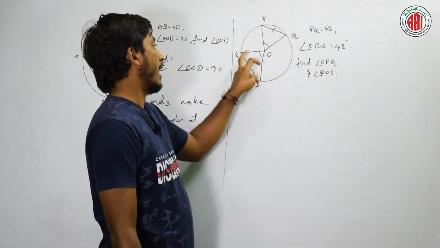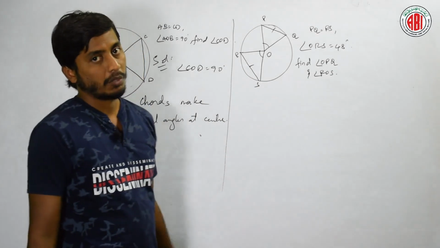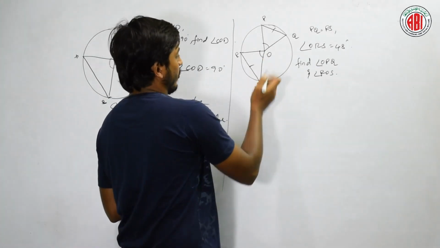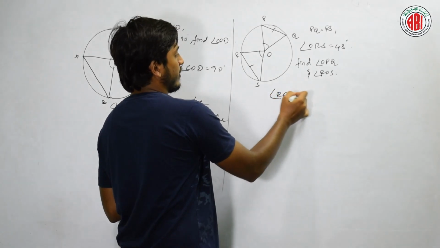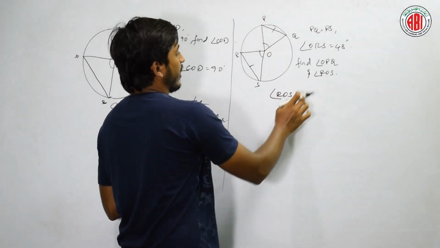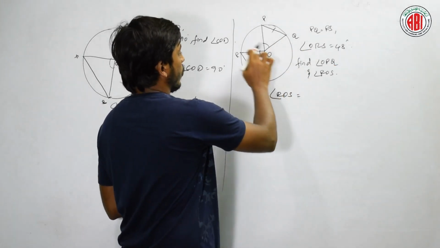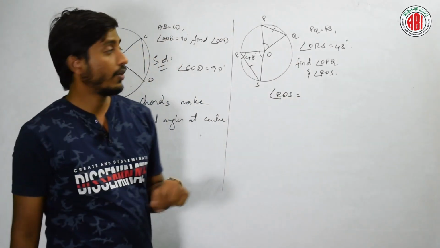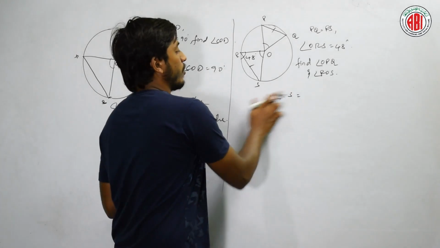OPQ and ROS. How do we find them? ROS we know already, but first of all tell me what ORS is. ORS, this angle, is 48. Now tell me what is OPQ.